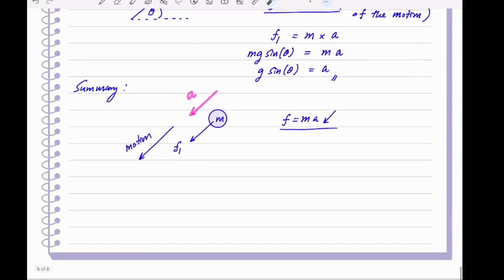Now using F equals ma, what we found was this acceleration to be g sin theta. That is what we understood. So g in this case is the gravitational acceleration in the vertically down direction. Sin theta would be the angle with the horizontal direction, right? So that's how you find the acceleration.